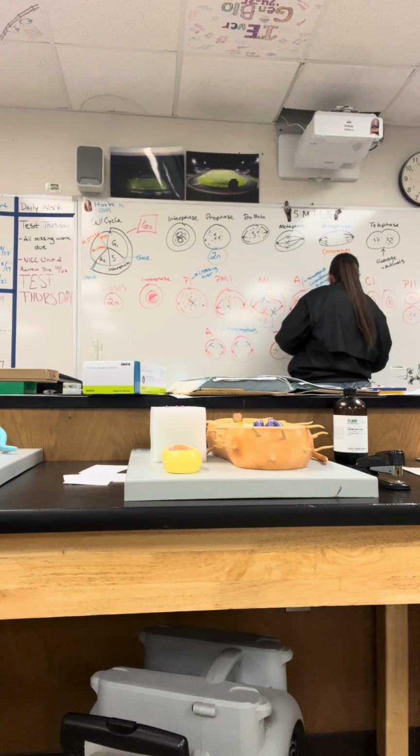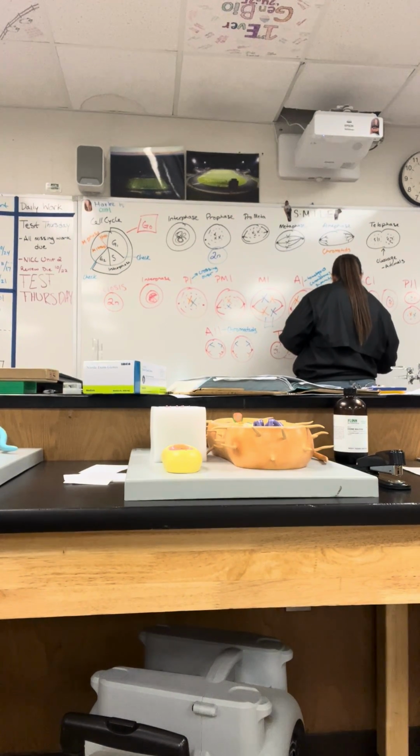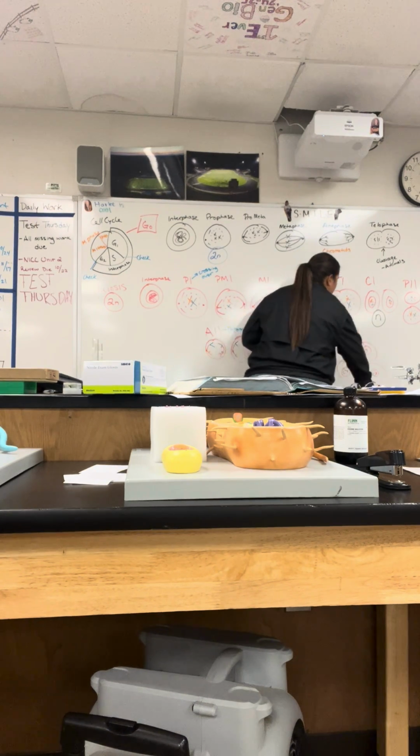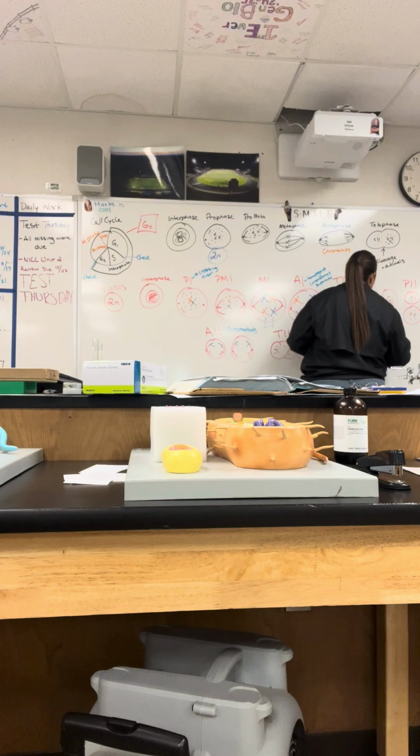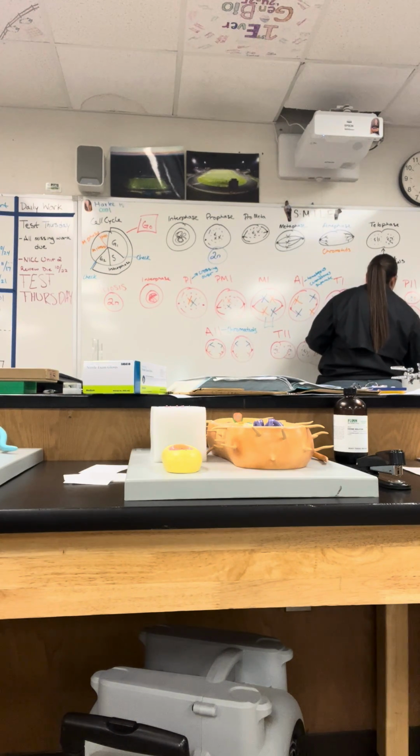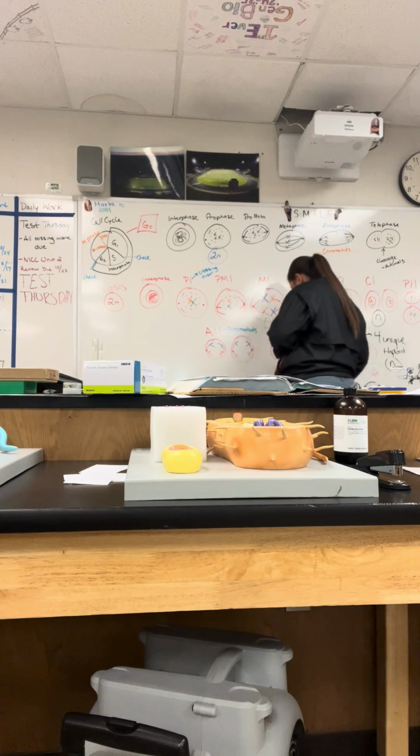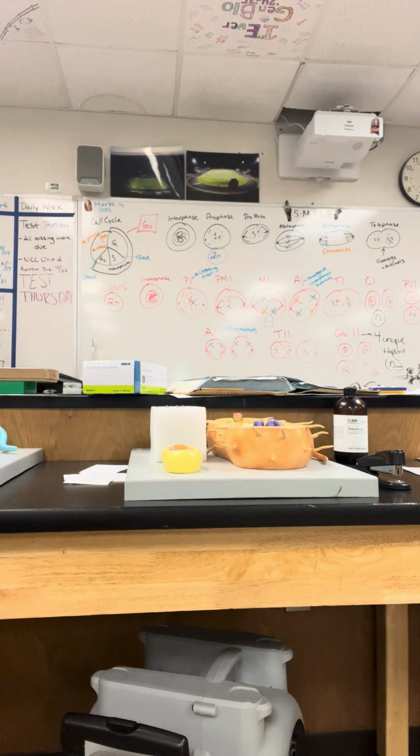Which leads us to our final division. Just like my picture is not even and unique every time I draw it, we have 4 unique haploid cells. That's how we make sex cells.